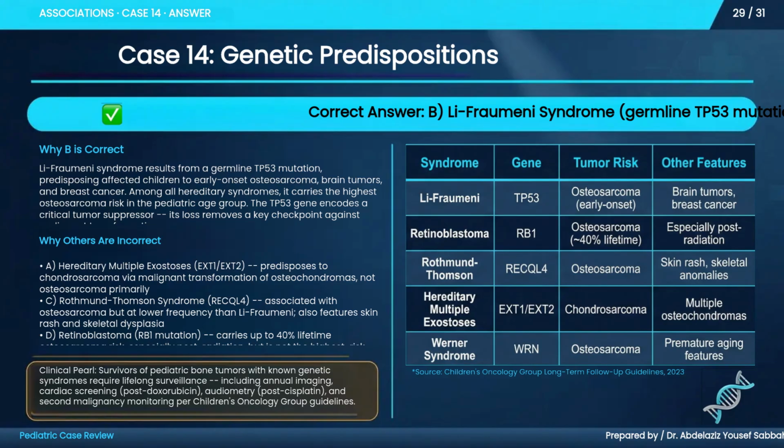Hereditary multiple exostoses involves EXT1 and EXT2 genes with chondrosarcoma risk and multiple osteochondromas. Werner syndrome involves WRN with osteosarcoma risk and premature aging features. Survivors of pediatric bone tumors with known genetic syndromes require lifelong surveillance, including annual imaging, cardiac screening after doxorubicin, audiometry after cisplatin, and second malignancy monitoring per Children's Oncology Group guidelines.